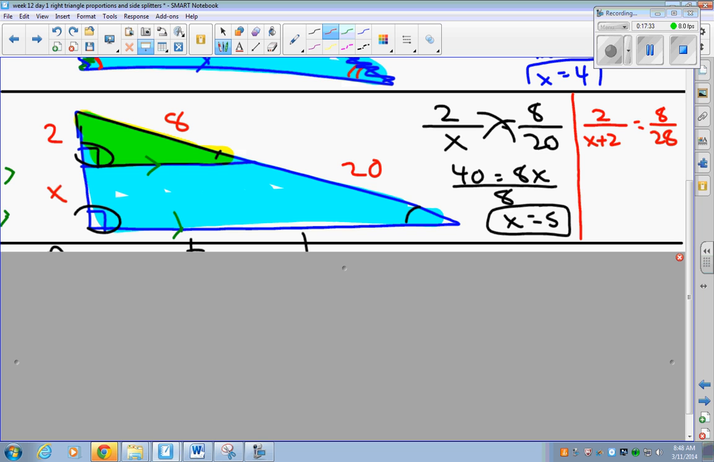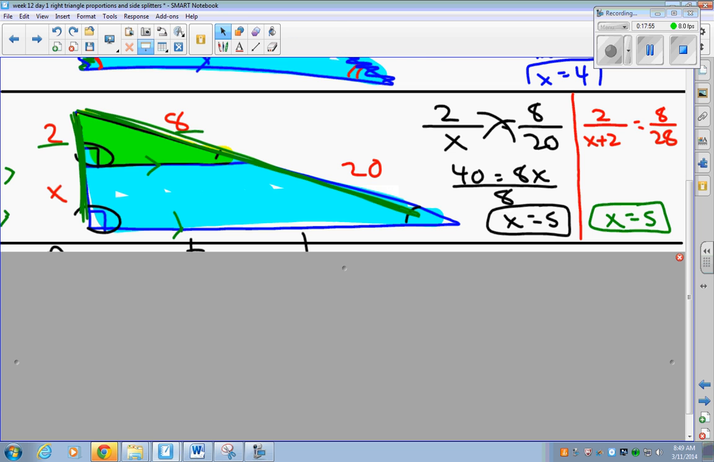And if you're going, where in the world did those bottoms come from? Realize that I did little 2 over all of the length, which is x plus 2, over little 8 over all of that length. And if you do that, I promise you when you solve that, you also get x equals 5.